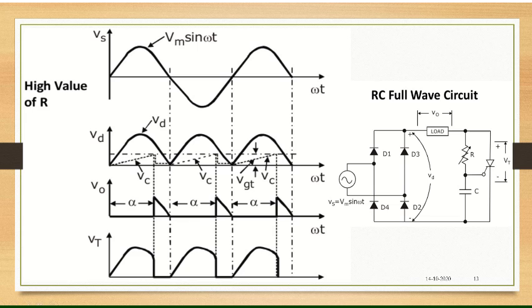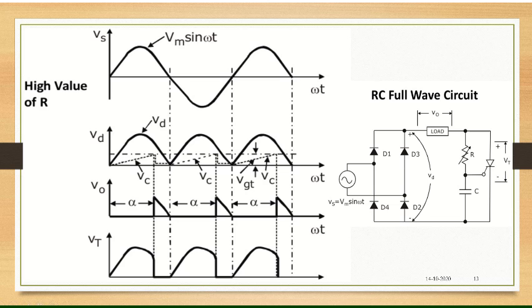All right. So if you observe, the output that you are getting from this full wave bridge network is your VD. You are having a full wave rectified output. And this dotted line VC is nothing but your voltage across the capacitor. So based on the value of R, the capacitor voltage develops. The capacitor gets charged and the voltage across the capacitor is developing.